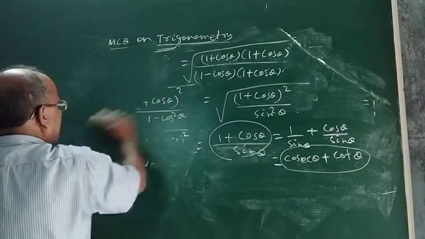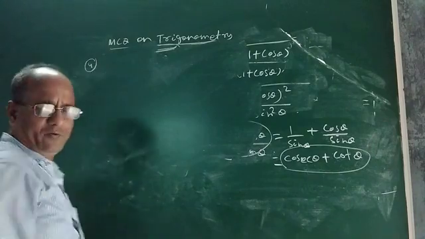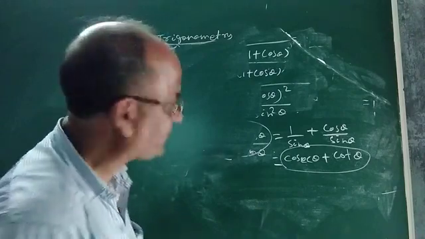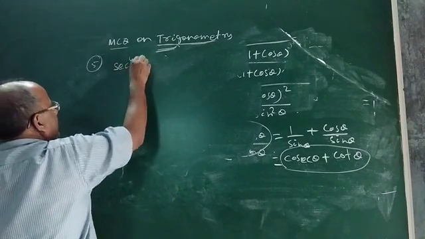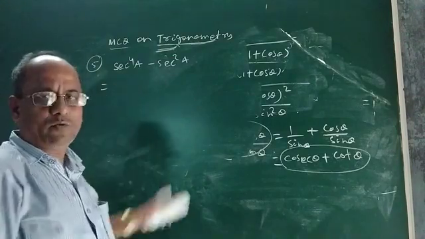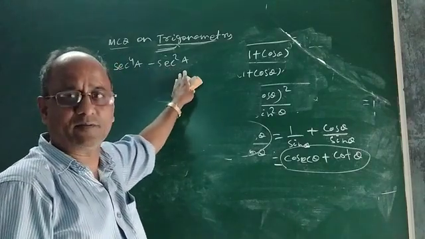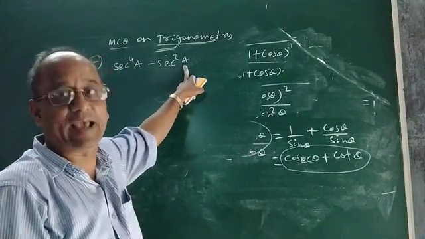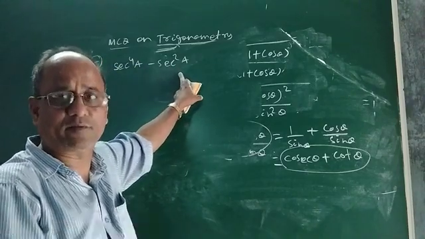Next, let us discuss another question. Suppose you are given a question, say sec 4a minus sec square a. What will be its value on expansion? If you express it in terms of tan a, what will be the answer if we express this trigonometric expression in terms of tan a?